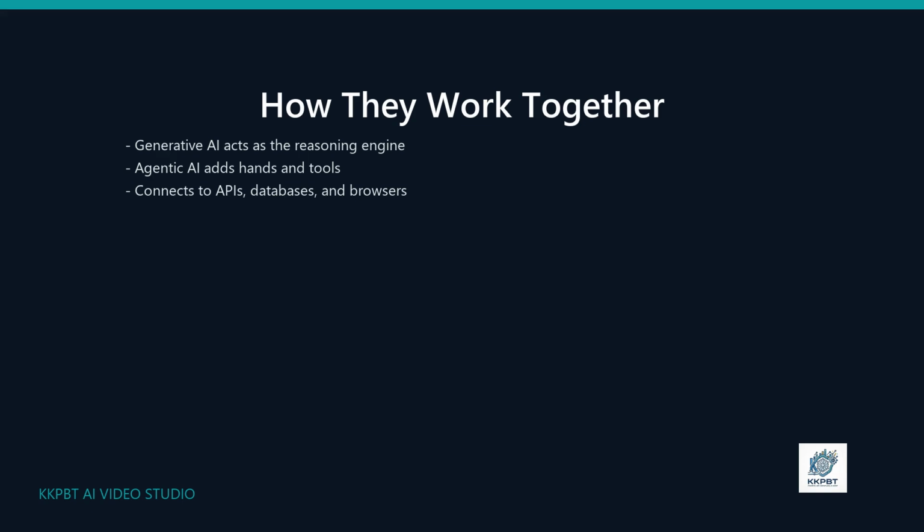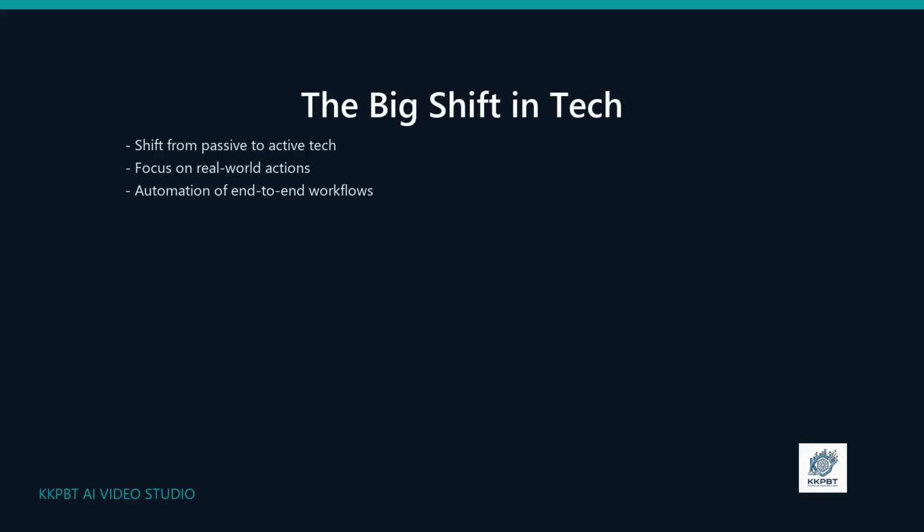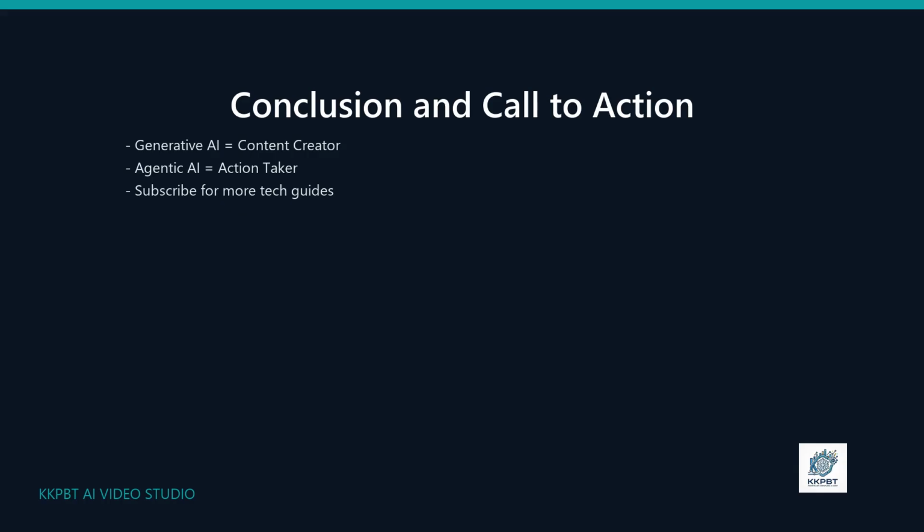How do they connect? Generative AI actually serves as the core intelligence engine inside an agentic system. Large language models provide the reasoning and planning power, while Agentic AI adds the ability to use external tools. This marks a huge shift in how we use computers. We are moving from passive tools that wait for questions to active digital partners that can complete entire workflows for us.